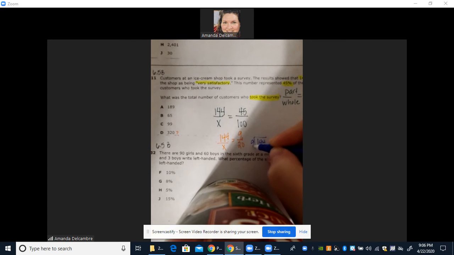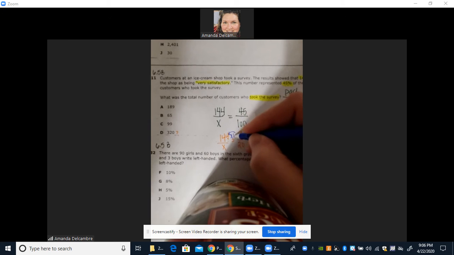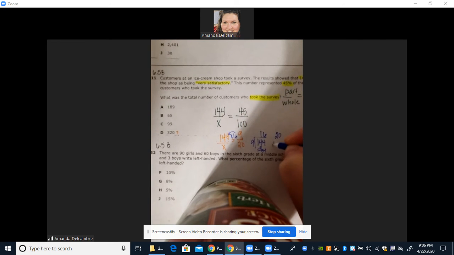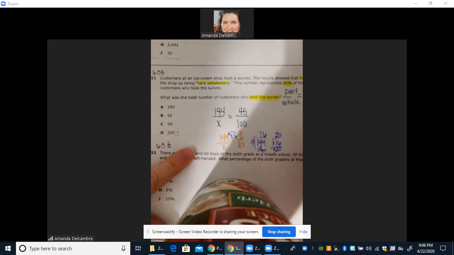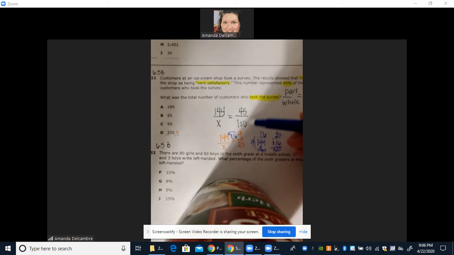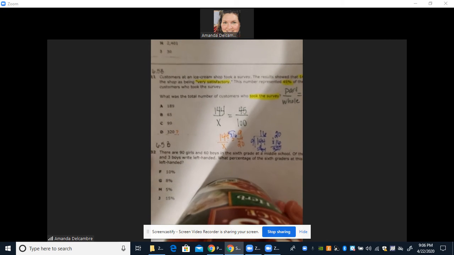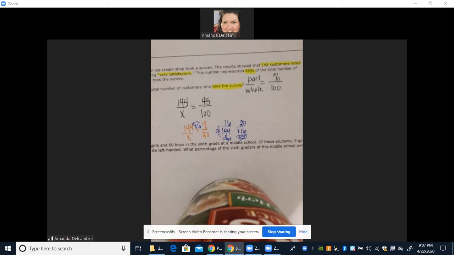144 divided by 9. This gives me 1, 9. This gives me 54, which gives me 6. So it's 16 times. I take 20 times 16. 2 times 6 is 12. Carry my 1. 3. So bam, figured out it was 320. That's one way you could do it. You could simplify this fraction right here. Another way, which is a proven method that will work every single time, is your cross multiply and divide.